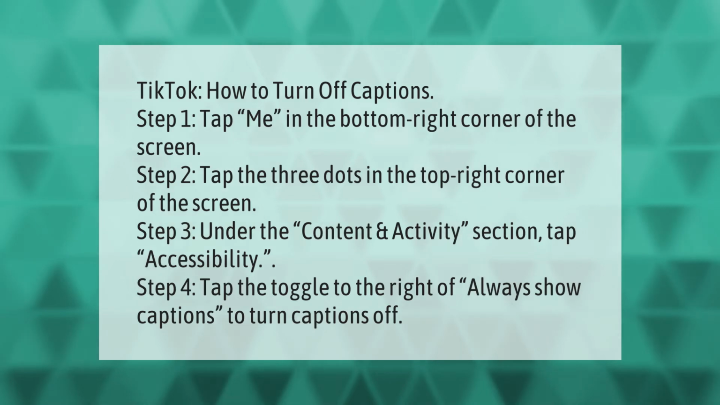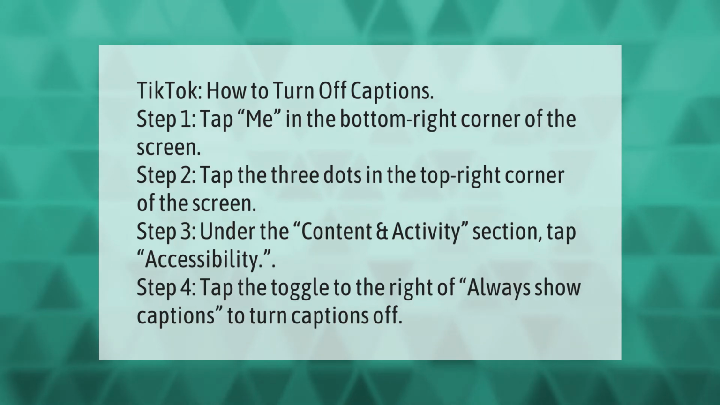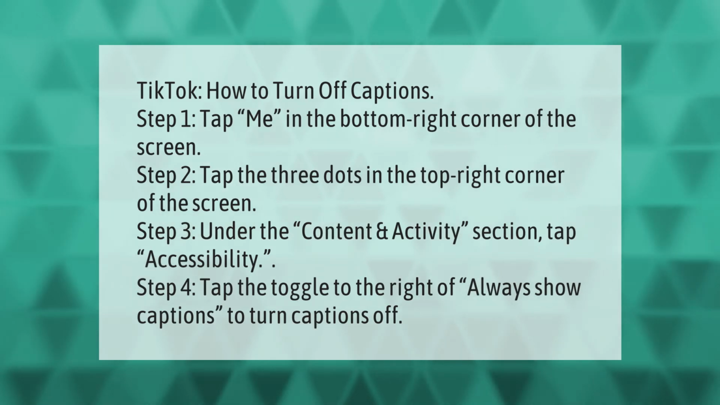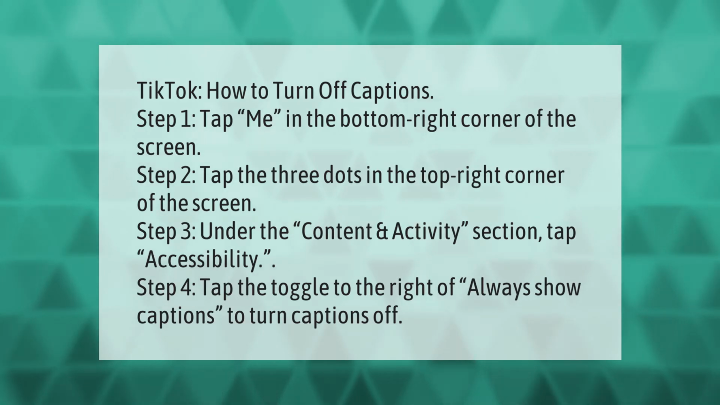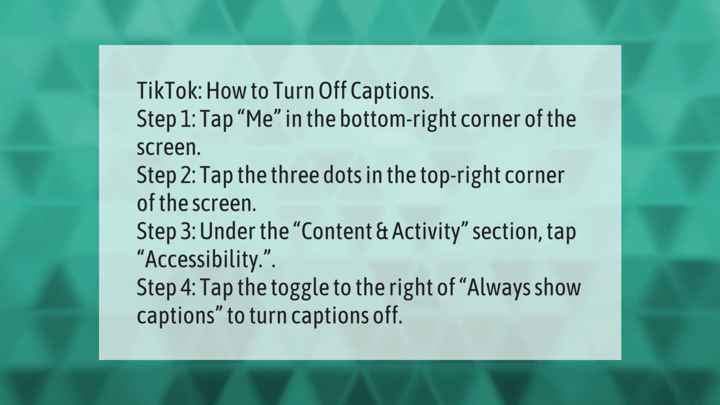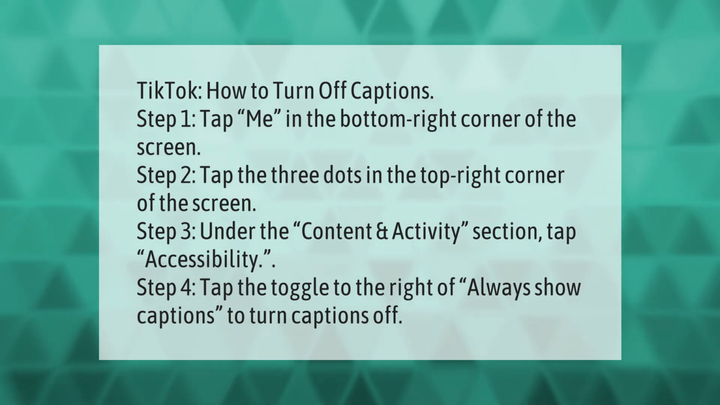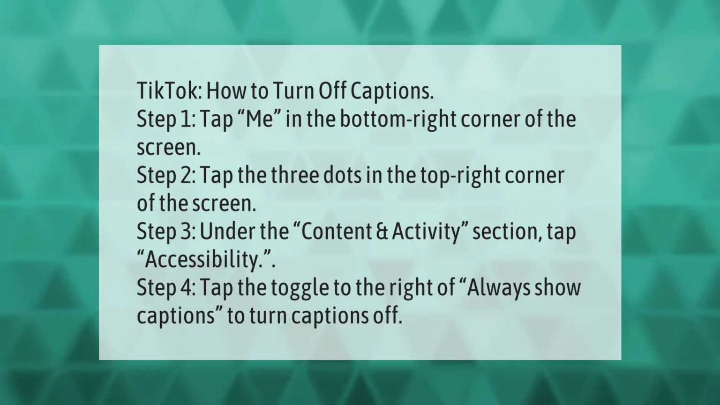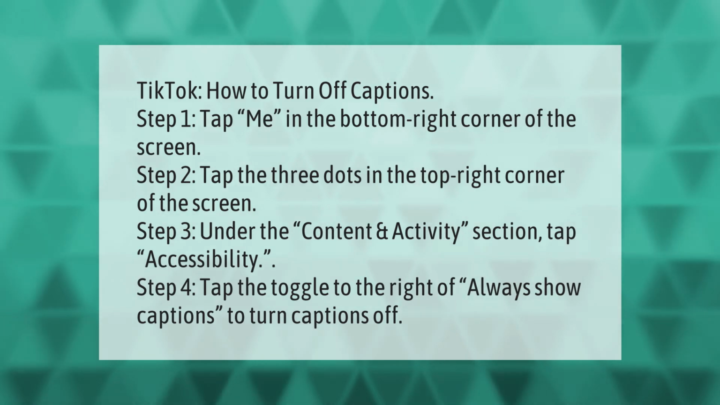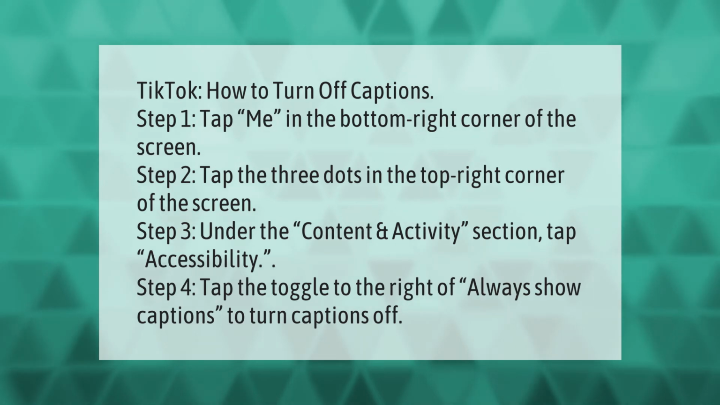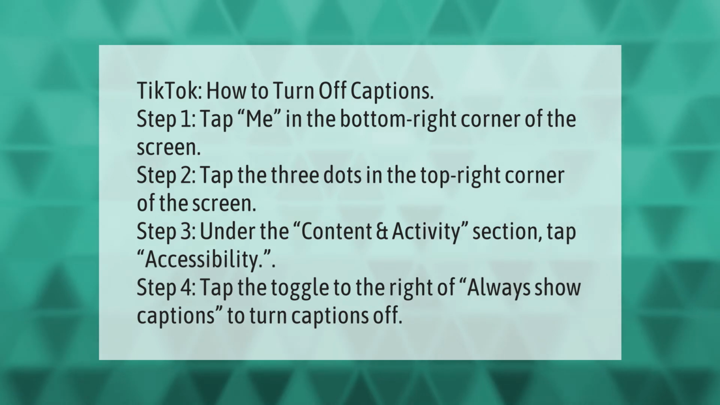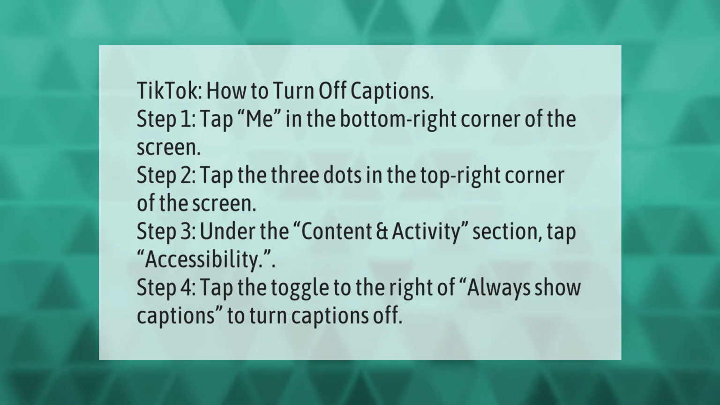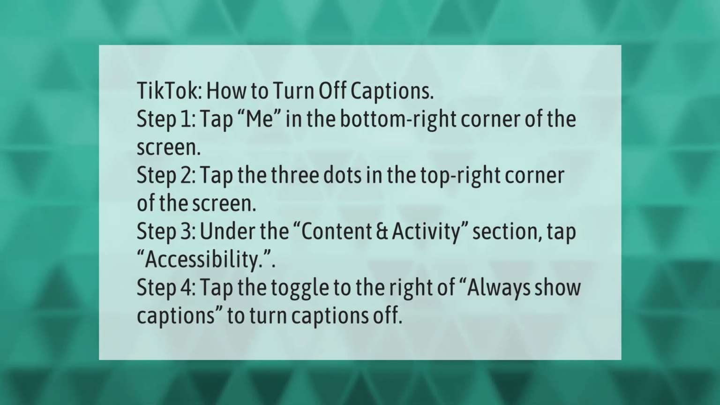TikTok. How to turn off captions. Step 1. Tap Me in the bottom right corner of the screen. Step 2. Tap the 3 dots in the top right corner of the screen. Step 3. Under the Content and Activity section, tap Accessibility. Step 4. Tap the toggle to the right of Always Show Captions to turn captions off.